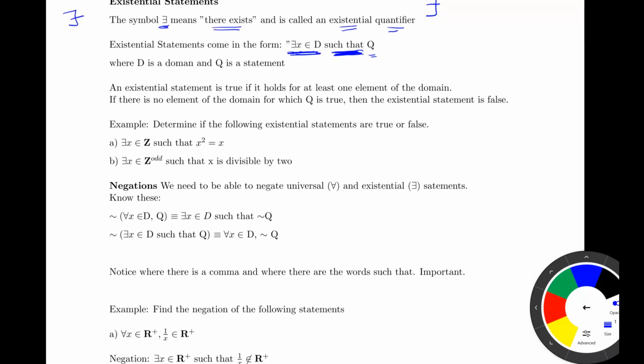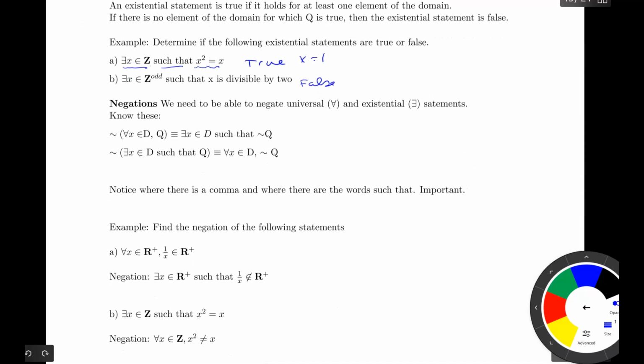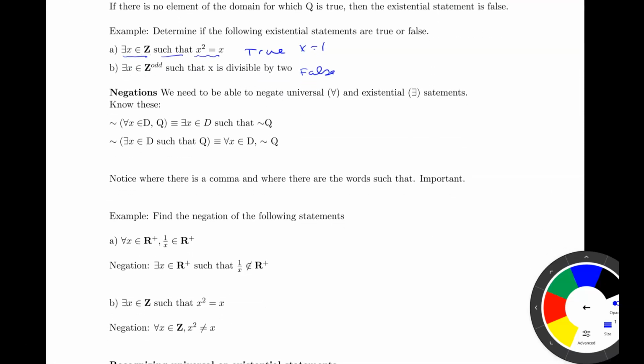Okay, let's see if these are true or false. There is an X in the integers such that X squared equals X. So there is one that I can find. Is there? Yes, there is. X equals 1, right? There is an X in the odd integers such that X is divisible by 2. No, that's false, right? Cannot find one of those. All right, so that's introducing the "such that"s.